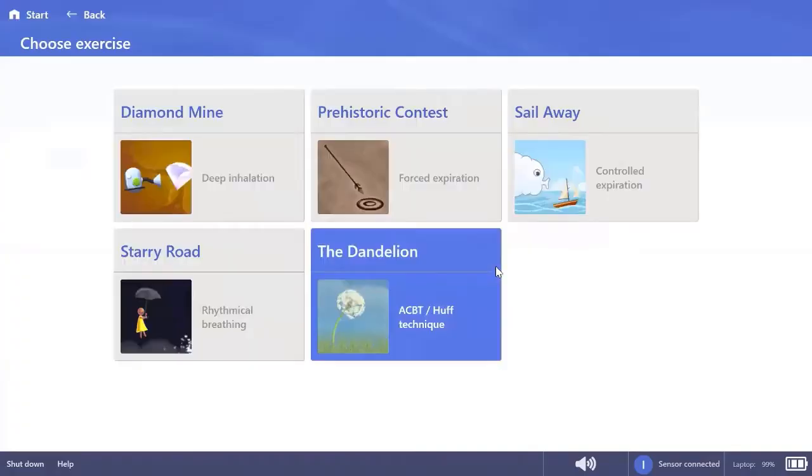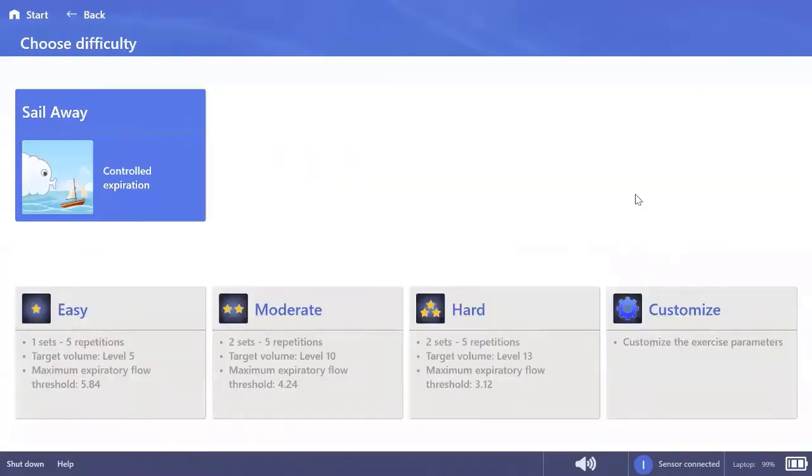Now I'm going to go into our sail away exercise, which is similar to our prehistoric contest, but this is more about controlled expiratory volume and flow. Instead of one quick blast of air, we're going to sustain that duration. We're going to have the patient be represented as a cloud. As the patient attempts to breathe out a preset air volume, the exhalation is displayed as wind moving the sailboat forward across the water. The patient must control expiratory volume and flow in this case, not just flow.